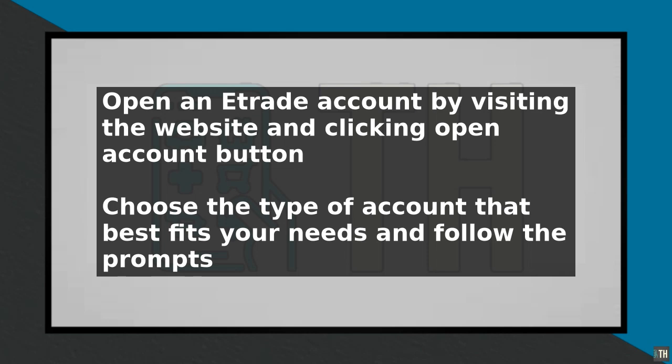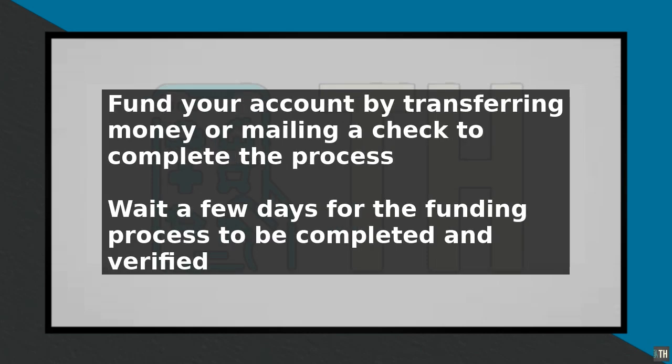Once you have completed the application, you will need to fund your account. You can do this by transferring money from your bank account or by mailing a check. The funding process typically takes a few days, so be patient. After your account is funded, you can start buying stocks.